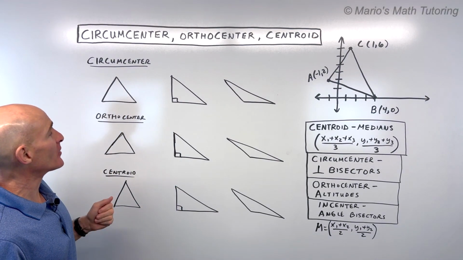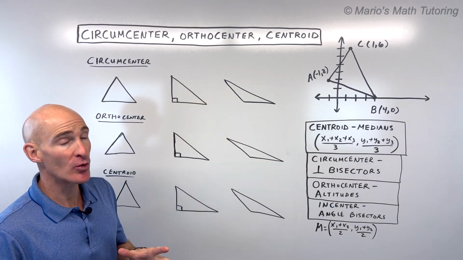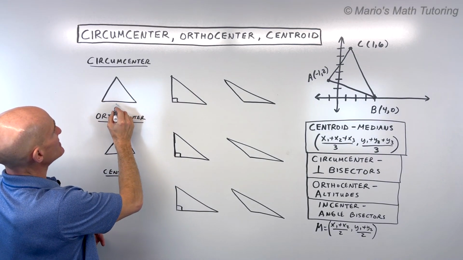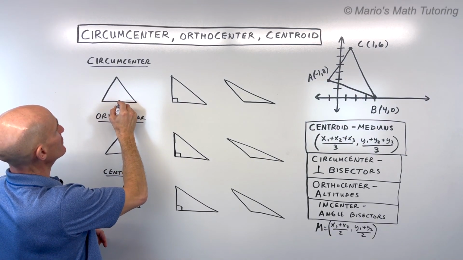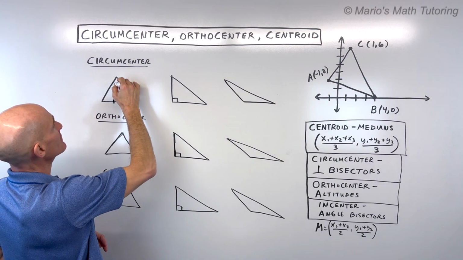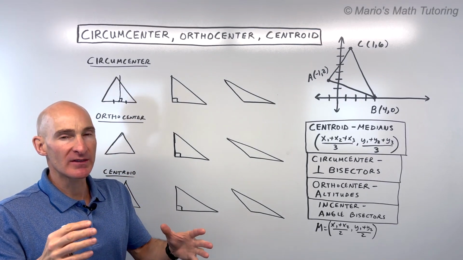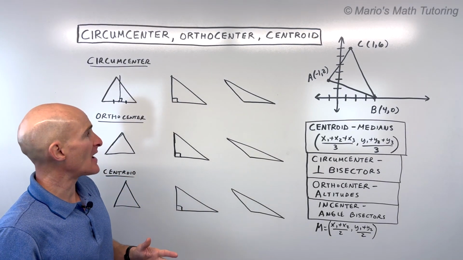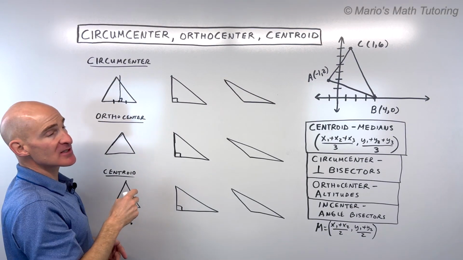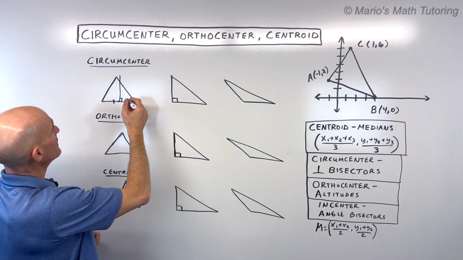So circumcenter, remember, circumcenter is where the 3 perpendicular bisectors cross. So what exactly does that look like? Well, a perpendicular bisector goes through the midpoint, it bisects it or cuts it in half. Perpendicular means it's at a right angle. Now, you want to make sure that you don't confuse the altitude and the perpendicular bisector. When you're drawing a perpendicular bisector, it doesn't necessarily have to go through the opposite vertex. Okay, so that's an important thing to recognize.